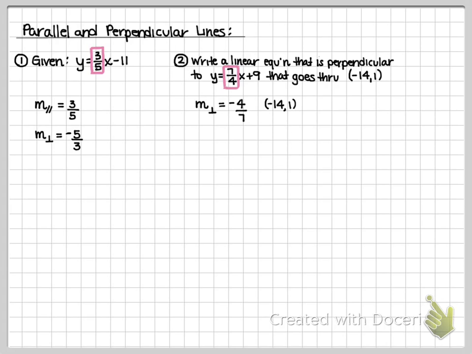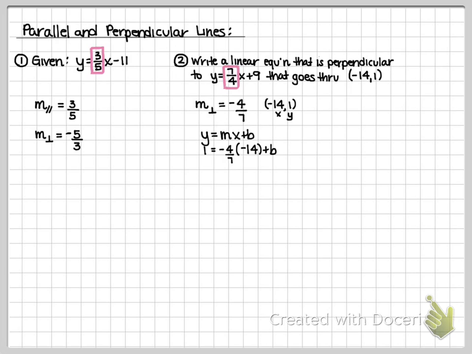So I'll identify those two as my x and my y. And I'll take out the general form of an equation for slope-intercept. So y equals mx plus b. Go ahead and plug in what I know. So the y based off of the point is 1. The m, well, it's my perpendicular slope that I'm going to be using, which is -4/7, times the x from the point, which is -14. Bring down my plus b.